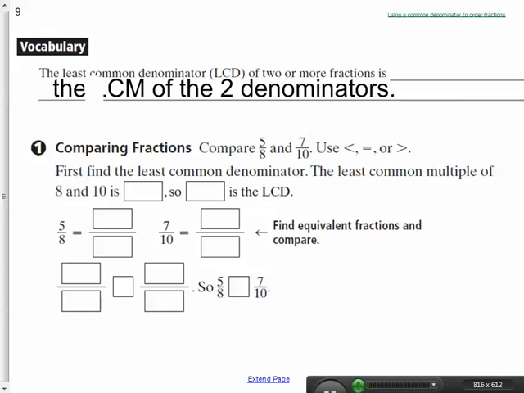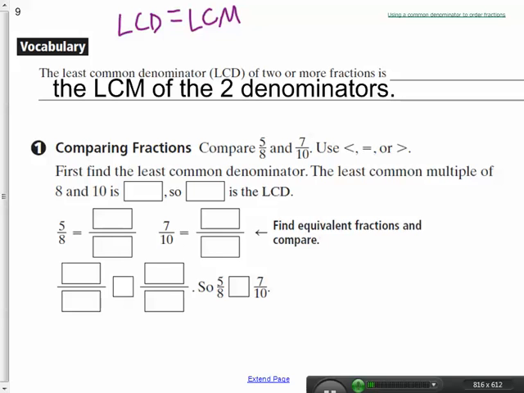remember how we've been working with least common multiples? Guess what the least common denominator is? Our least common denominator is our least common multiple. So that's why we've been working with least common multiples.